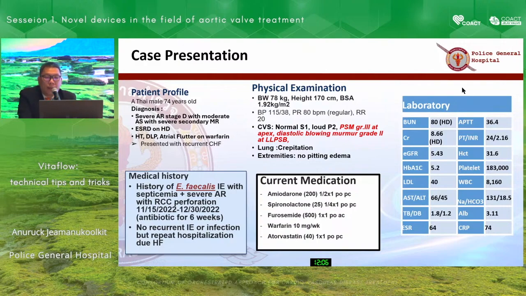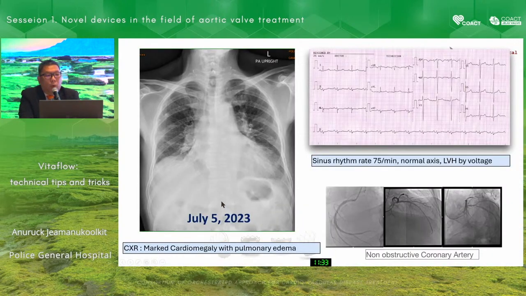So let's see the case. This is the first case in Thailand. It's not an AS case, it's an AR case with a history of IE. He is an ESRD patient, a 74-year-old male who had IE in 2022, and the right coronary cusp had a perforation. After that, even though we initiated hemodialysis 4 times a week, he still had heart failure. So this is the picture of the chest film, EKG and normal coronary.